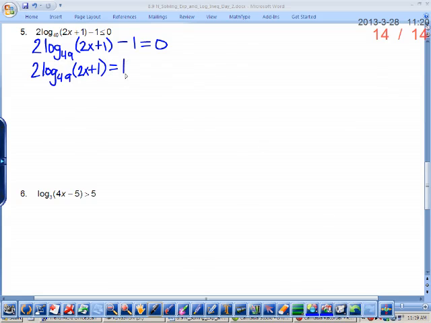Sorry. From this step, you've got 2 options with that 2. What are the 2 things you could do? Yeah, you could make it an exponent, or you could divide by it. You're going to get to the exact same place. What would you rather do? Okay, let's divide. So we're going to have log base 49 of 2x plus 1 is equal to 1/2.